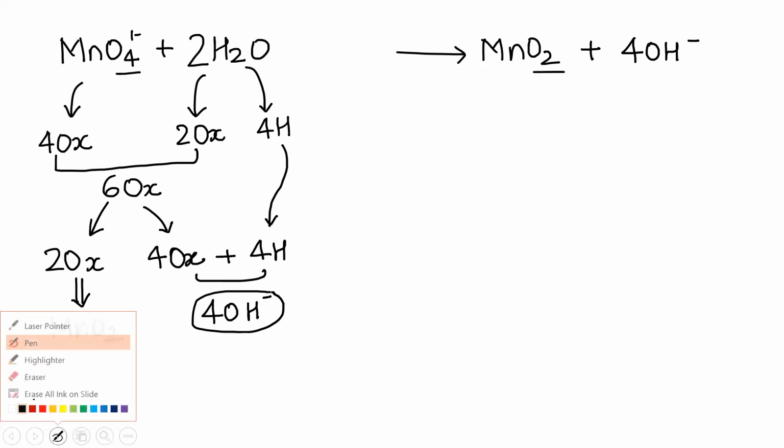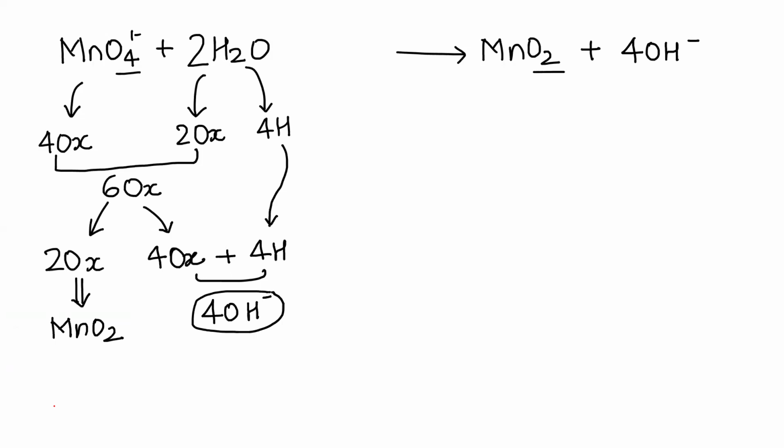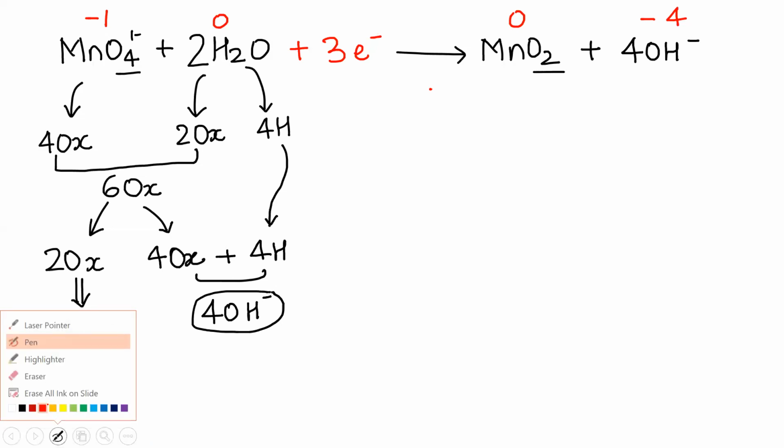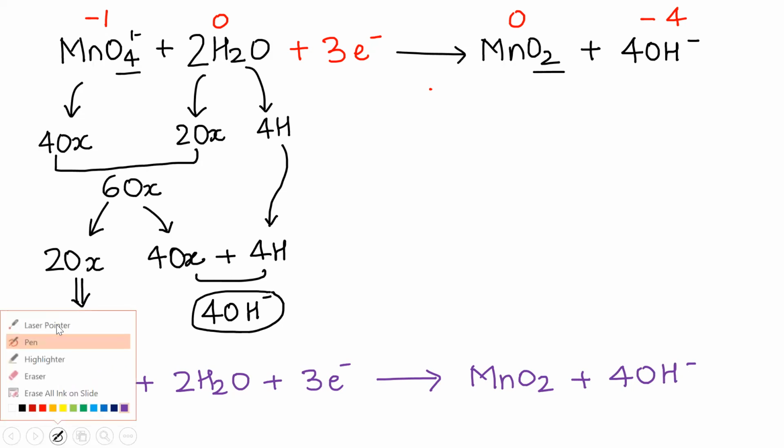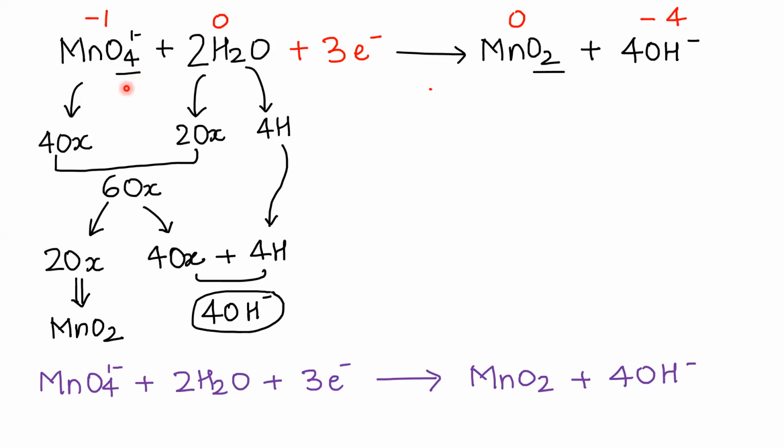Now check the charge. Always remember to consider the charges on the ions. Here we have -1 charge, 0 charge. A completely stable compound would always carry a 0 charge. And here there are -4 charges. So the reactant side has only -1 charge, and the product side has -4 charges. To balance, we add 3 electrons on the reactant side: -1 minus 3 gives you -4. So our original reaction is MnO4 1 minus plus 2 water molecules plus 3 electrons giving you MnO2 plus 4 hydroxyls.